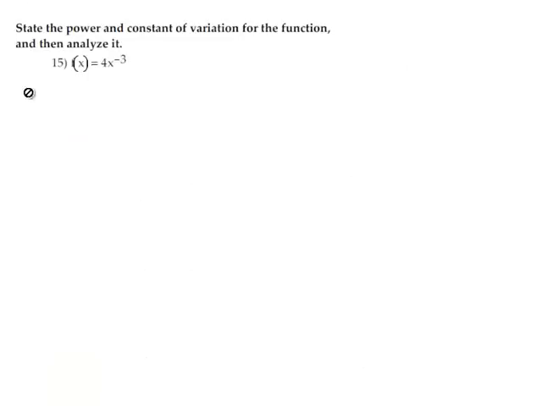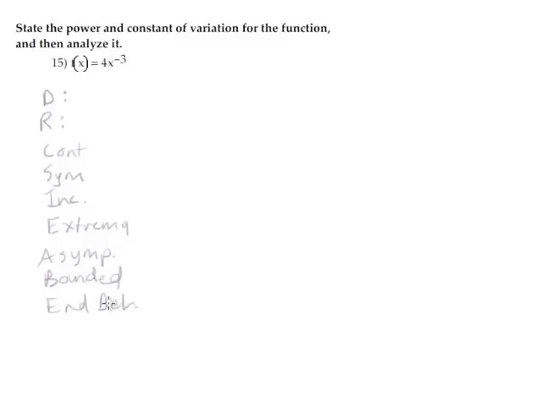Let's analyze. So there's all kinds of stuff that we do when we analyze. We do domain, range, continuity, symmetry, increasing, etc. Extrema, asymptotes, end behavior and boundedness. And I will have these listed for you so that you don't have to know them.